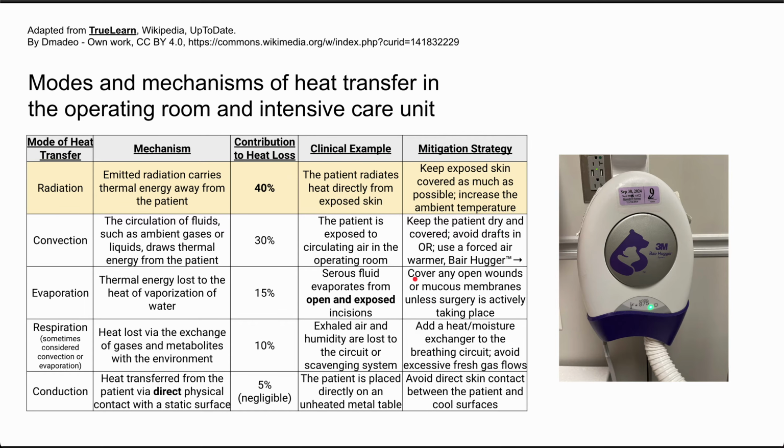The mitigation strategy here is to cover any open wounds or mucous membranes unless the surgery is actively taking place over that area. So if you're not using the area, if you're not using the site, if you're not using the incision and not working in there, keep it covered.